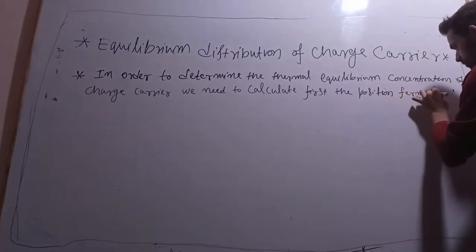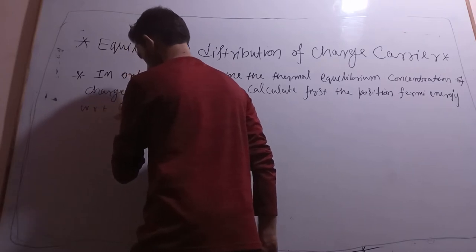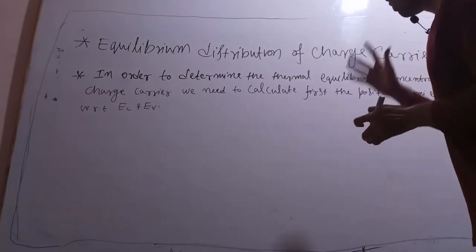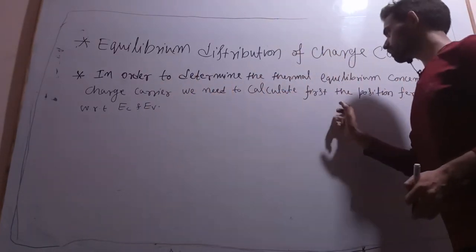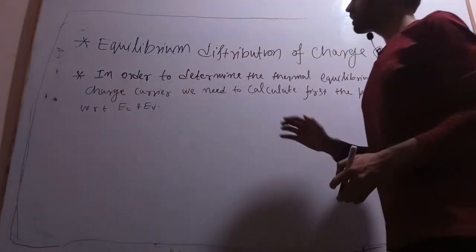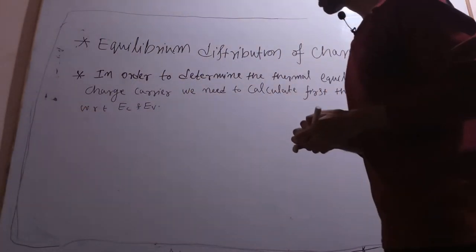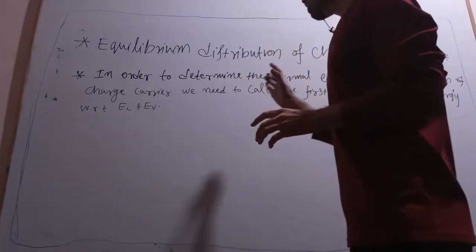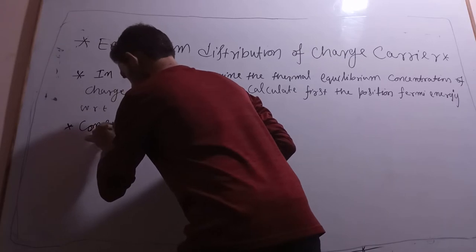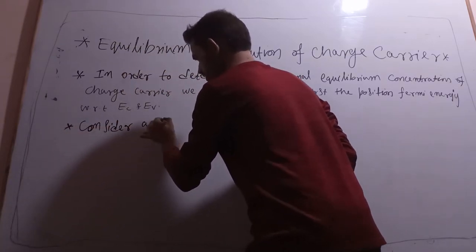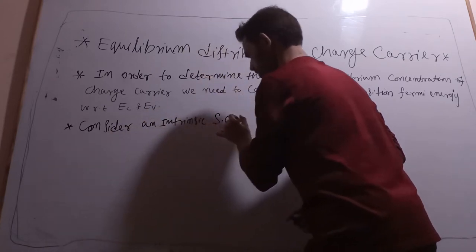Yes, the position of Fermi energy with respect to EC and EV. So if we want to determine the thermal equilibrium concentration of charge carriers, that may be electrons and holes, first of all we need to calculate the position of the Fermi energy level. Now for that, let us consider an intrinsic semiconductor material.